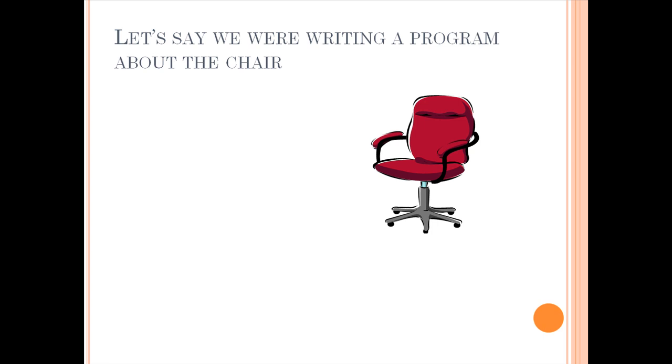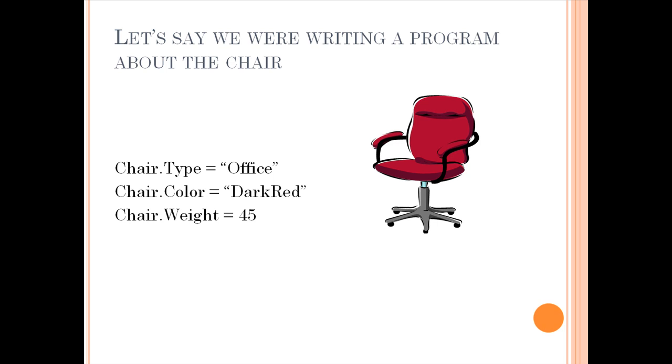Okay, so let's say we're writing a program about the chair. All right? We may type a line like this. The type of the chair is office. Chair.type equals office. So the type is a property of the chair, okay? And I'm setting that property to office because it's an office chair. The chair also has a color property. I'm going to set that property to dark red. And the chair also presumably has a weight, and we'll say it weighs 45 pounds, so I've set the weight property to 45 pounds. So this is how we manipulate properties of an object through code.